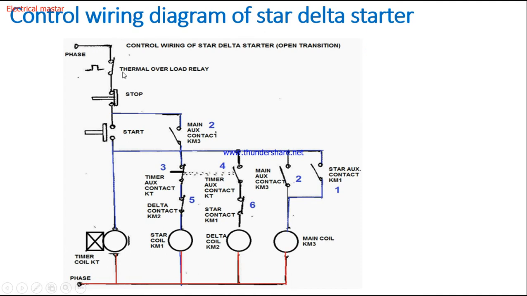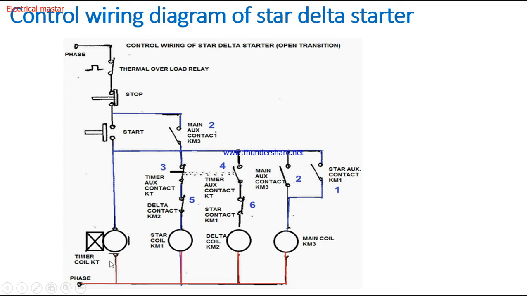So the phase supply is connected to the overload relay. From the overload relay it is connected to the stop push button NC contact, and it is connected to the start push button NO. From there it is connected to the timer. I already told you we use one timer here.